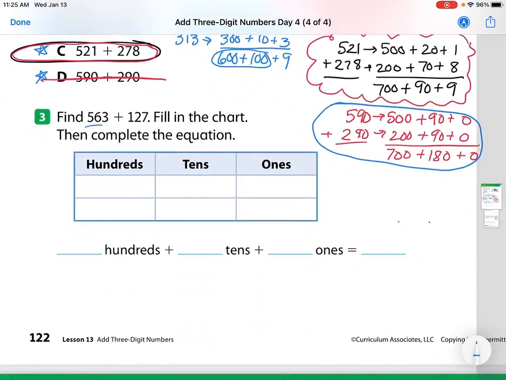Number 3 says find 563 plus 127. Fill in the chart. Then complete the equation. Okay, so now this time you're not going to do expanded form where you're writing the values, okay? You're just saying how many hundreds there are, how many tens, how many ones. Pretend you're using the place value blocks, okay? So let's go ahead and we're going to put 563 here in this top row, and then we'll put 127 in their places in the bottom row.